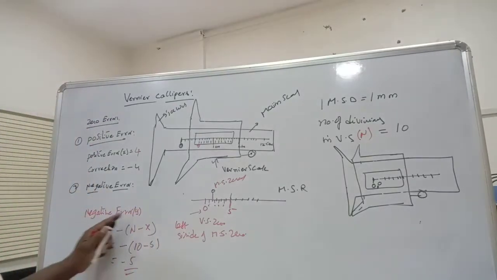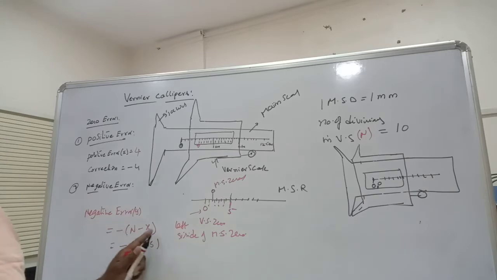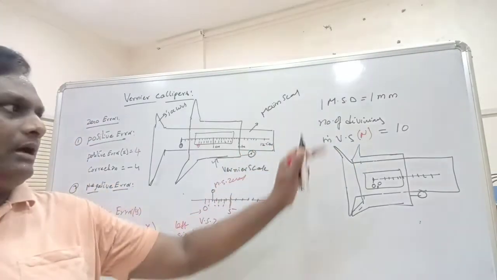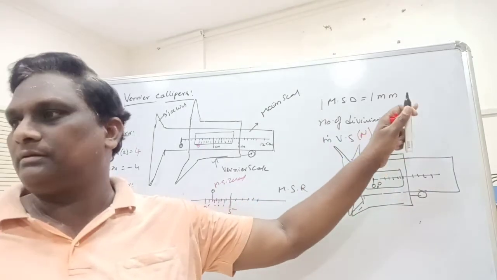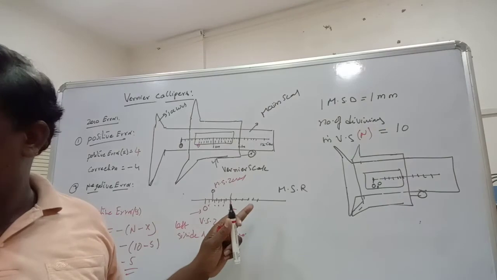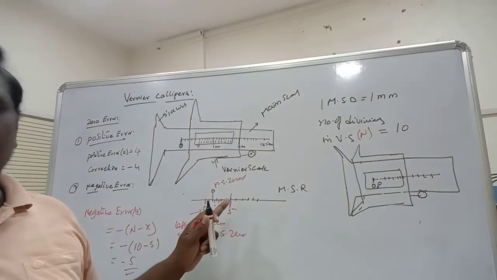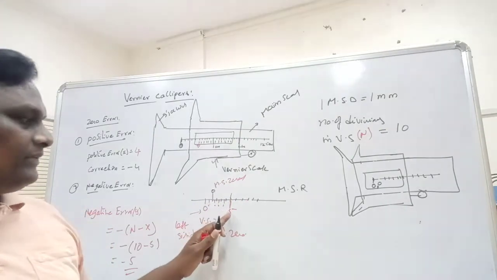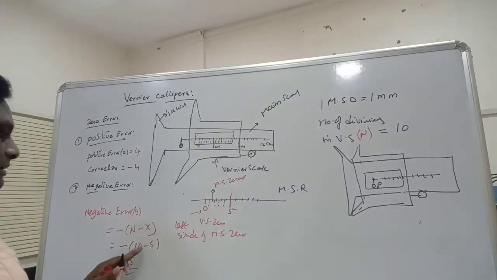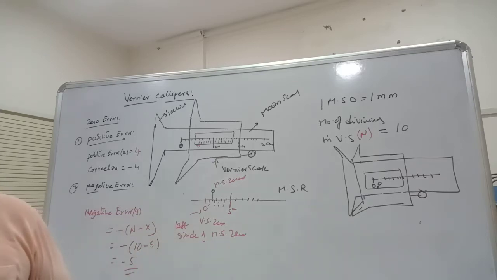So negative error is equal to minus of n minus x. n is the number of divisions in the Vernier scale, which is equal to 10, as I already told you. And x is the coincidence division of the Vernier scale with the main scale. So the 5th division coincides in this case. So minus of n minus x means minus of 10 minus 5, that is minus 5. Correction is positive. The final value, you have to add this one.